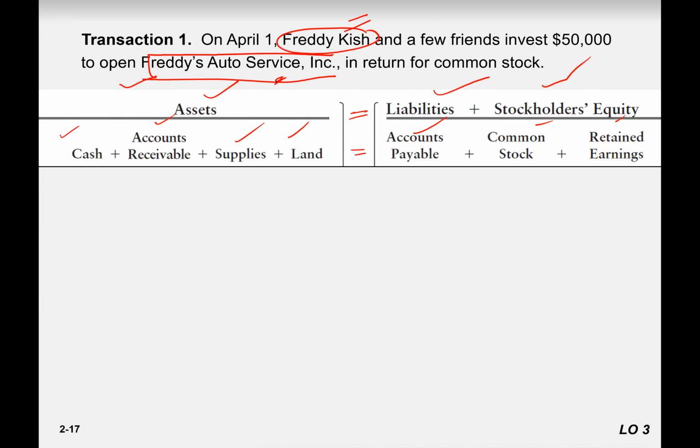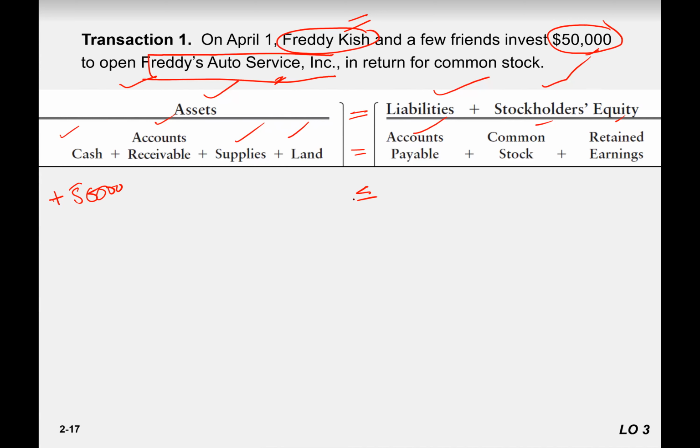So tell me, is this $50,000 cash or customer or supplies or land? If it's an investment, I will say it is cash. In terms of business, you are not thinking in terms of the owner or investors. Think in terms of business. If you are a business and somebody gave you money, it means cash is injected into you. So cash is going to increase by $50,000. Is the equation balanced? No.